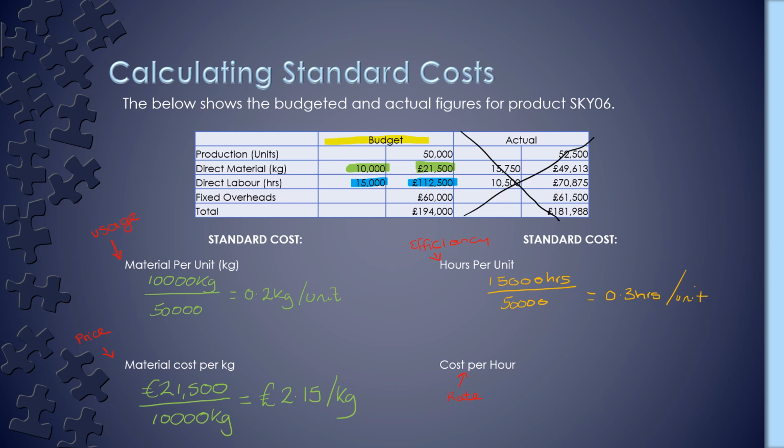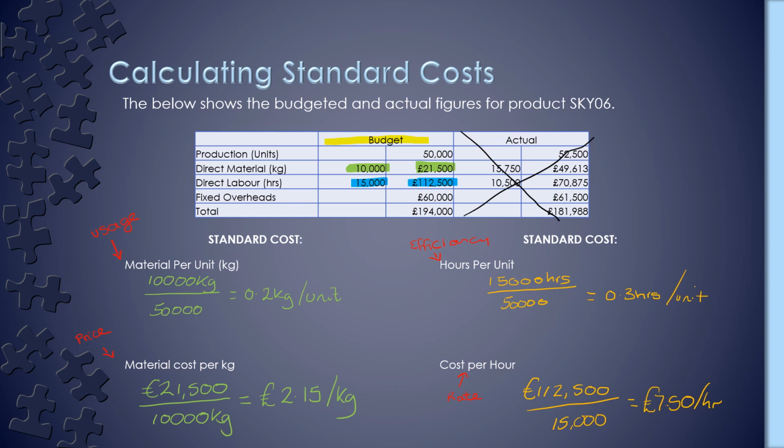Then, very similar to what we've done with the material cost per kilogram, we're going to work out what our labour rate was, or what we expect it to be. So we paid 112,500, and we're going to divide that by our 15,000 hours, which gives us a total of £7.50 per hour. For now, I'm going to leave the fixed overheads alone, because we'll come on to that when we do our variance calculations.